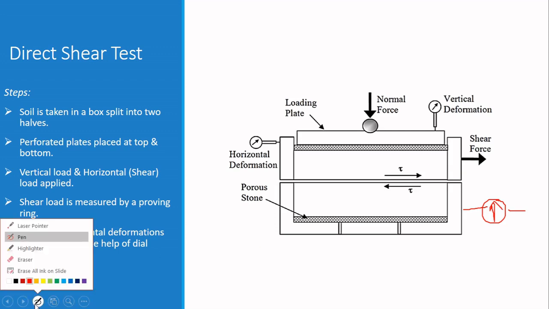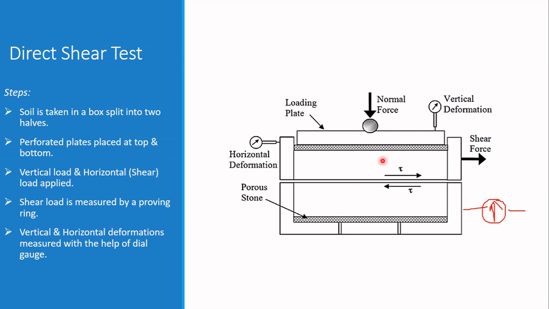Now, knowing the loads applied to the soil sample, can I measure the normal stress and shear stress? Obviously I can. I know the normal load applied to the soil sample and I also know the cross-sectional area of the sample. So load divided by the cross-sectional area will give me normal stress. Similarly, shear force or shear load divided by the same cross-sectional area will give me shear stress. This way I can measure the normal stress and shear stress produced in the soil sample.